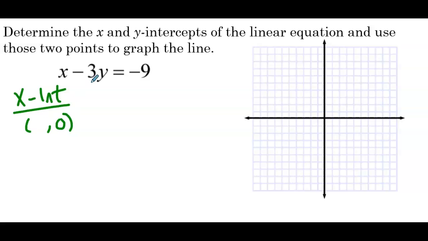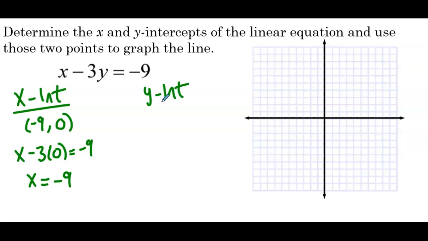We can substitute 0 in for y into our equation. So x minus 3 times 0 equals -9. So 3 times 0 is 0. So we have x minus 0, which is just x, equals -9. So our x-intercept is the point -9, 0.